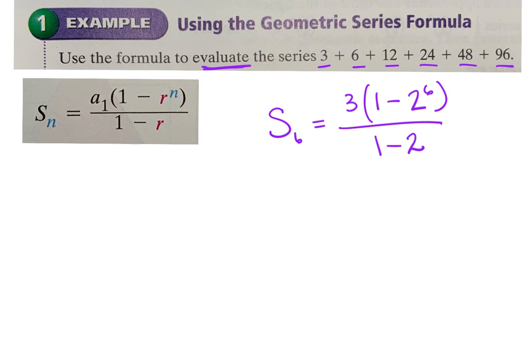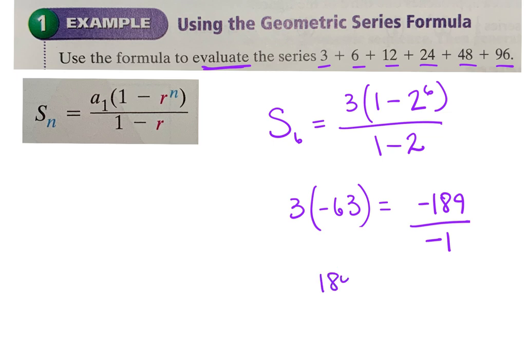2 to the 6, what is that guy? That's 64, right? So 1 minus 64 is negative 63, right? So we're going to do on top, negative 189. On bottom, we have 1 minus 2. There we go. My summation here is 189.